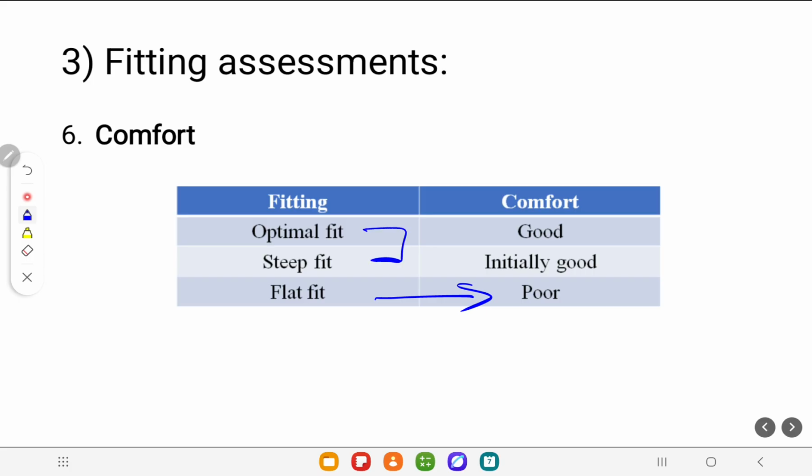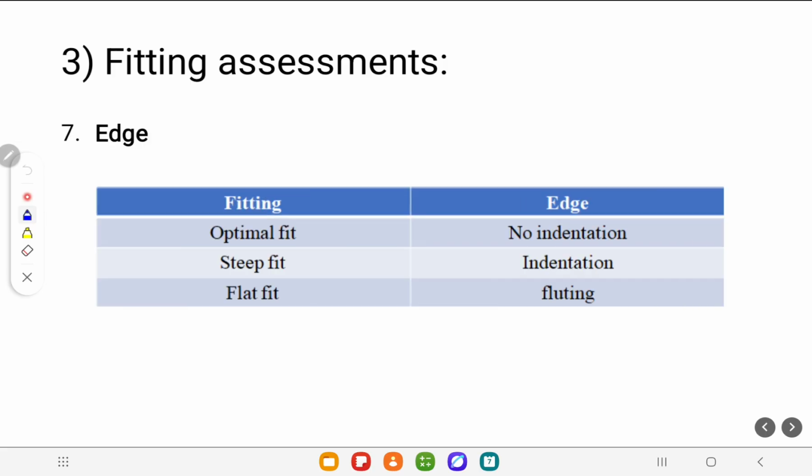A flat fit is the easiest. Even the edge of a flat fit is faulting, and it may pop out a little bit. If it is too flat, it cannot stay in the eye and will pop out directly. A flat fit moves with the eye, it's difficult for the patient, and it's difficult for adaptation, everything. But definitely the difference is between optimal fit and stiff fit.